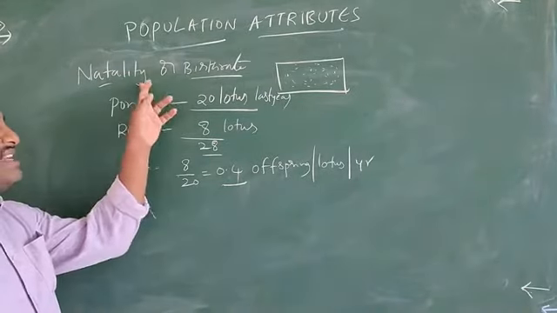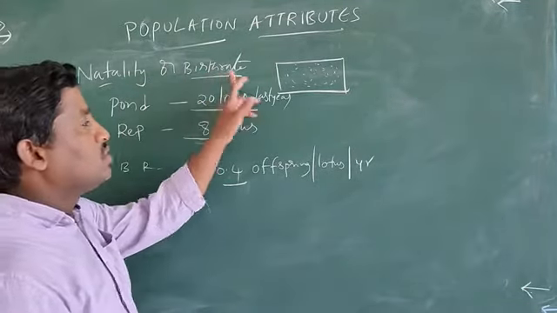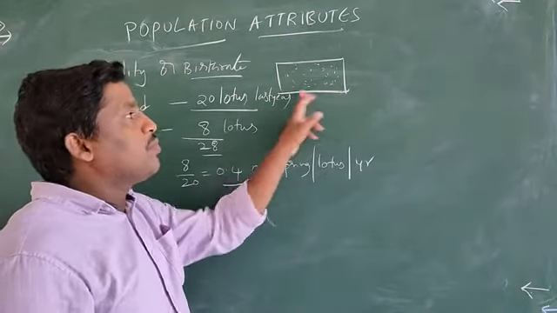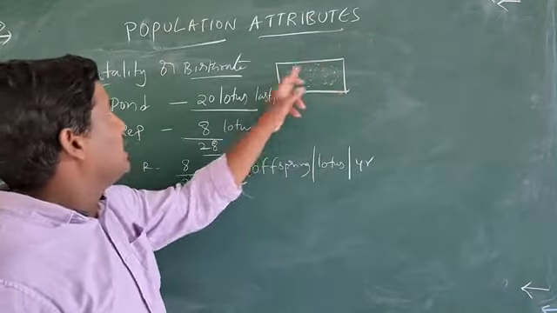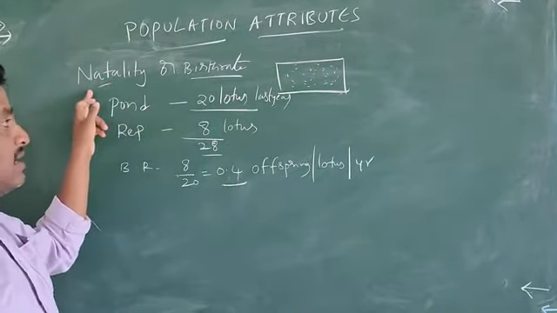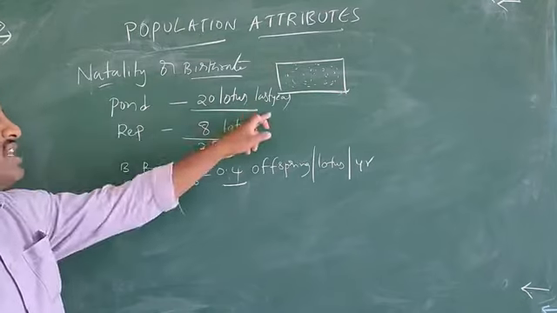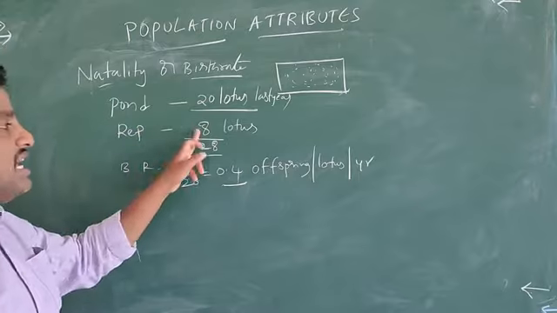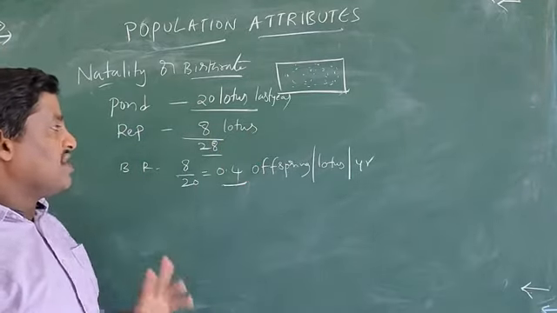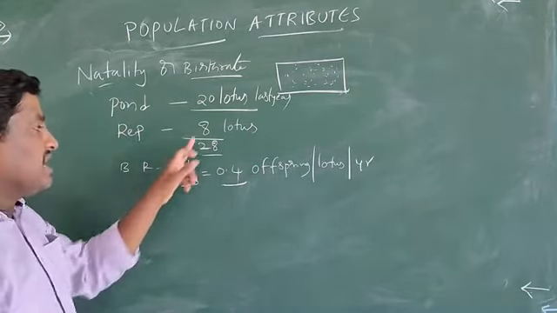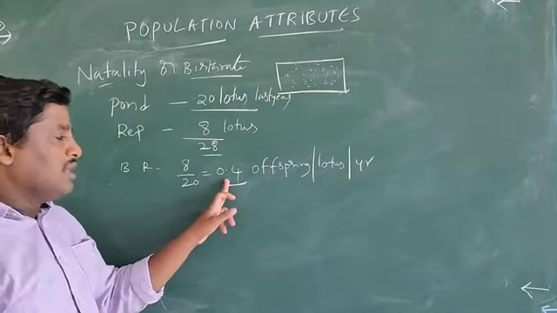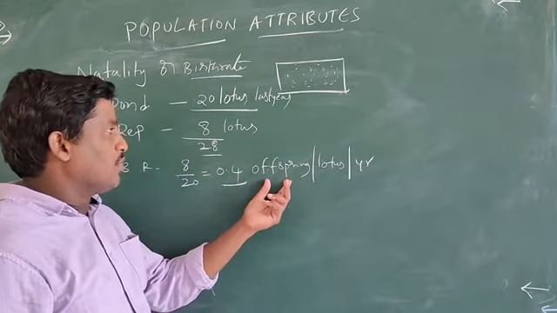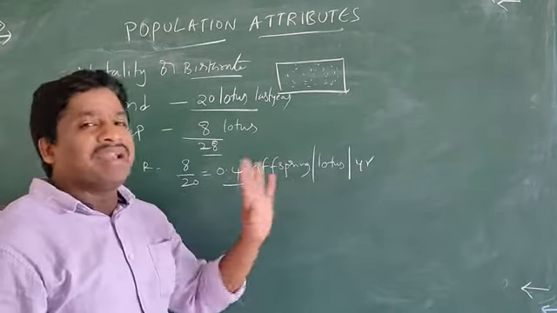Once again, natality or birth rate: the number of individuals produced in a unit time per unit population we call the birth rate or natality. Suppose, for example, a pond in the last year had 20 lotus plants. Now in this year, through reproduction, 8 lotus plants are produced. We find the birth rate as 8 by 20, which gives 0.4 offspring, that means new organisms produced per lotus per year.